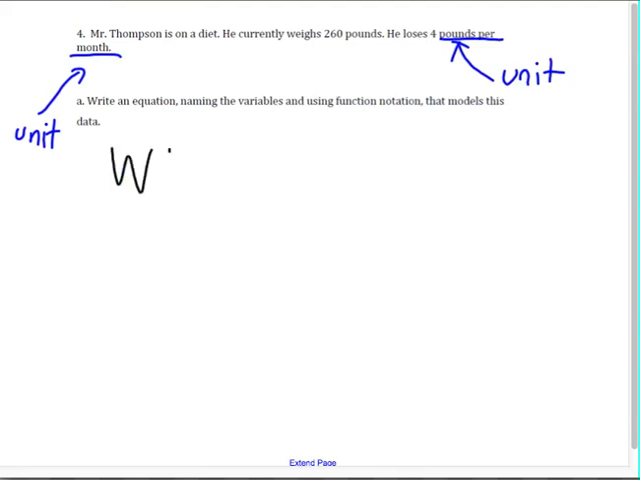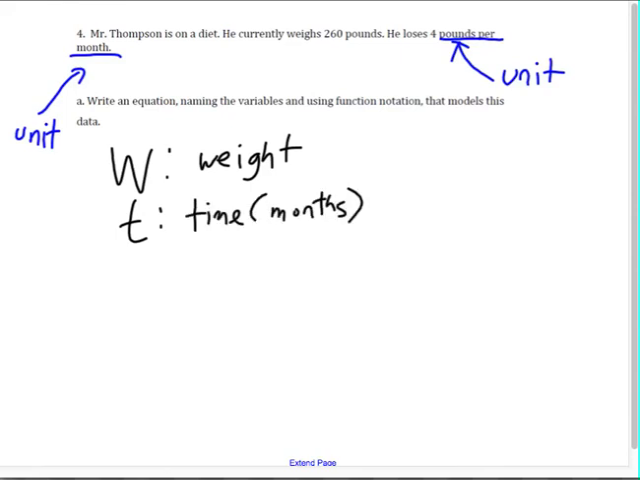I'm going to identify, because his weight depends on time, his weight depends on how many months go by. So if I'm capitalizing weight, that's my dependent variable. So W is weight and T is time in months. And we can say, just for clarity, this is pounds. No need to put the units, it's just to make it abundantly clear. Because pounds per month is 4, we know that's the slope and 260 is the initial value.